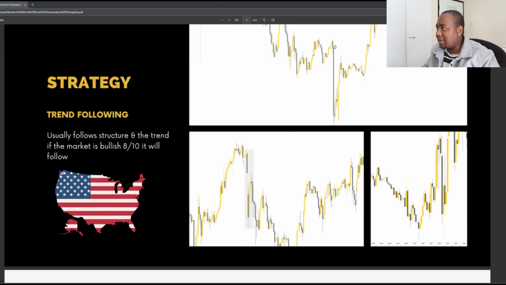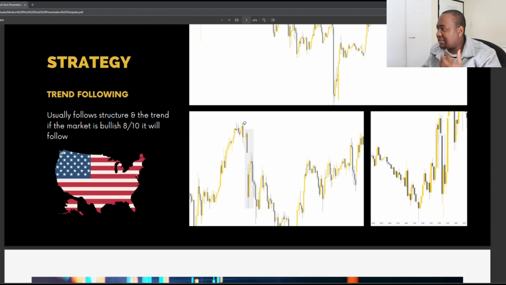Same applies here. If the market was selling off, of course it will now sell off on the other pair or go the opposite. So that's how the market will work. If NASDAQ is selling, the US dollar will buy. I hope that makes sense.